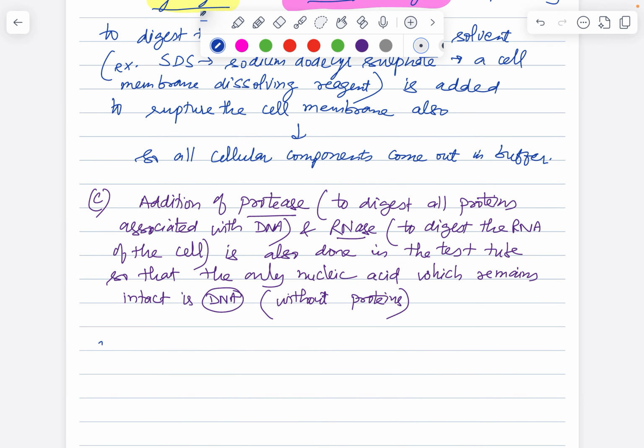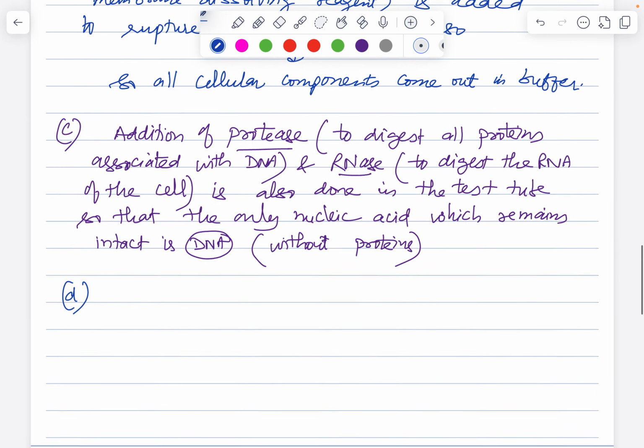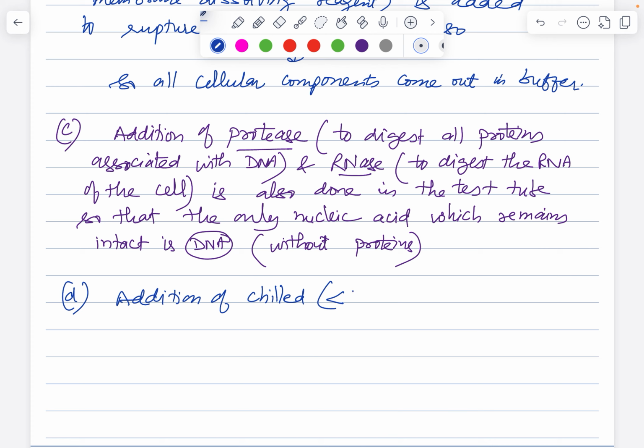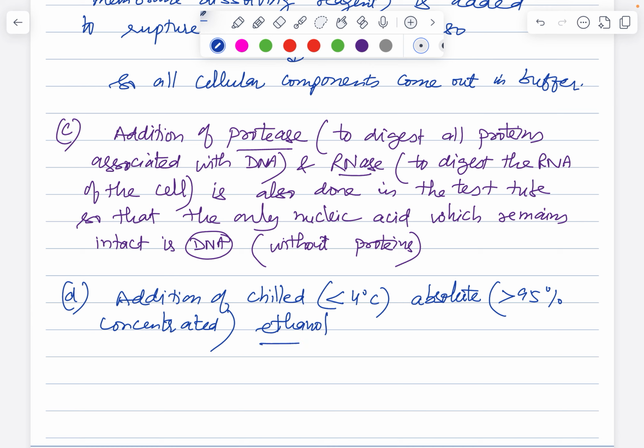Let us see. Once protease and RNase treatment has been done, the next step will be addition of chilled. Chilled basically means less than 4 degrees Celsius over here. Absolute. Absolute means more than 95% concentrated. Ethanol. Ethanol is the consumable alcohol.